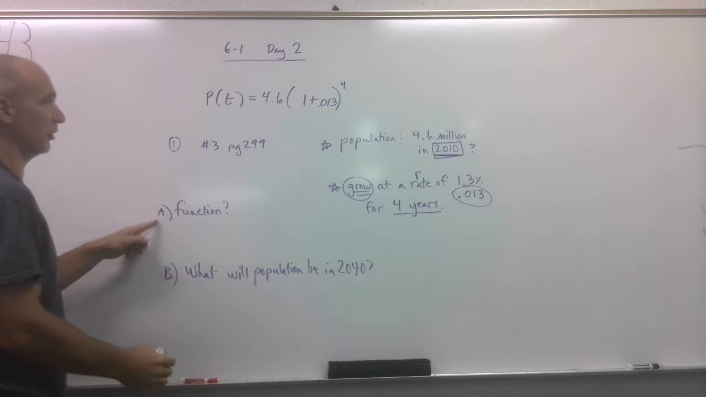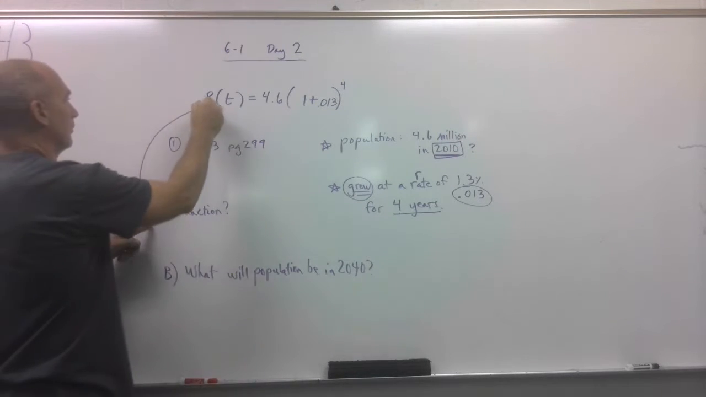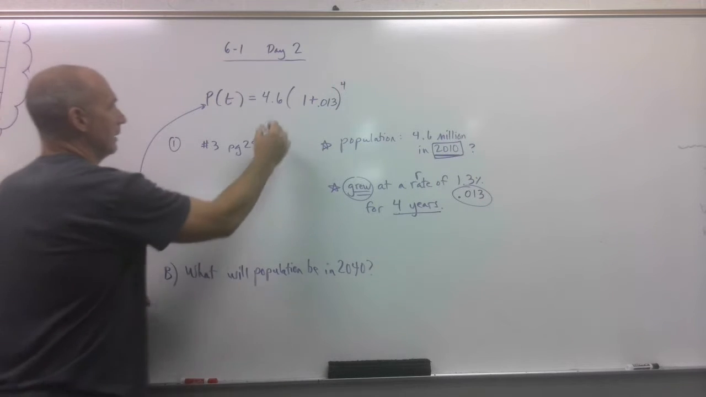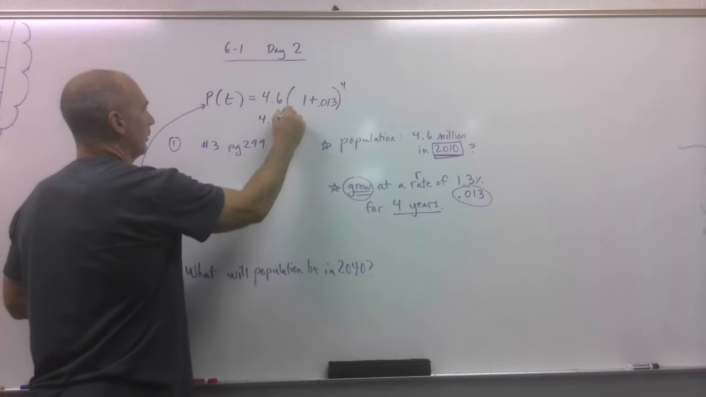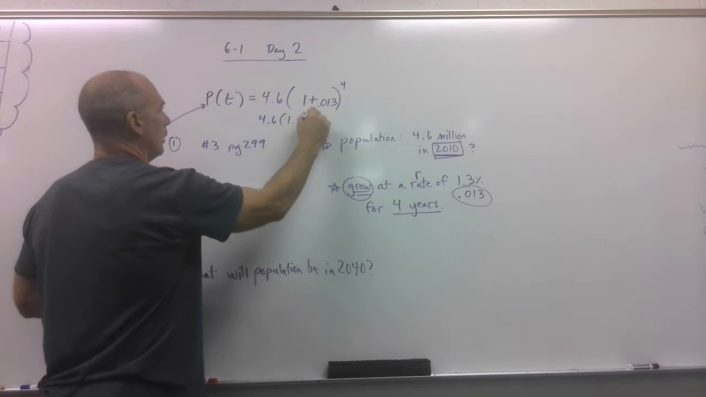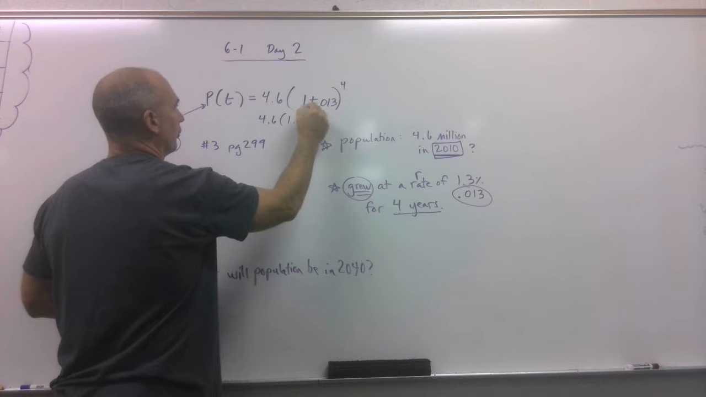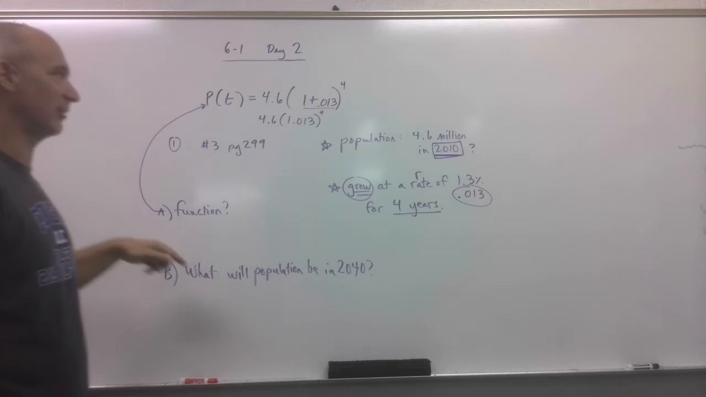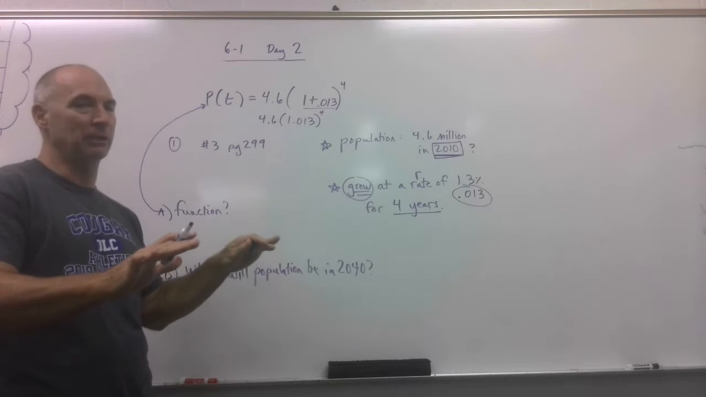It says, what's the function? The function that represents that is right there. They might clean that up a little bit and write 4.6 times 1.013 to the 4th. They're just going to add those together, a little PEMDAS. So that's the function. They didn't ask us to actually calculate anything, so we could be done.